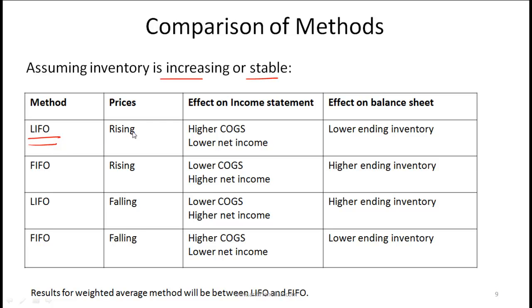So with the LIFO method and rising prices, what's the effect on the income statement? We will have higher COGS as we just saw, and hence lower net income. Effect on the balance sheet is lower ending inventory. What I'll have you do is pause this screen, and based on the discussion we've just had, convince yourself that you understand all this. And before you move on, one final remark on this slide is that the results for the weighted average method will be somewhere in between LIFO and FIFO.